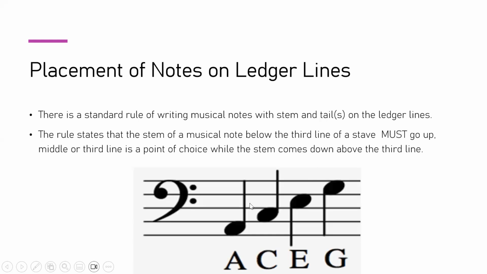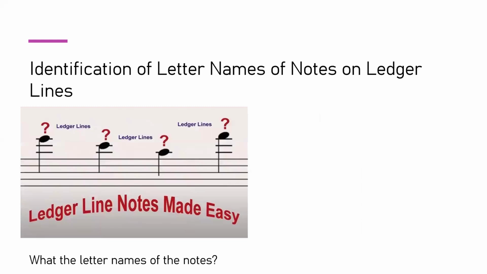Okay, so you only have the choice to make on the third line. That is the only privilege you have as a composer or a musician. Now, let's quickly identify this. Identification of letter names of notes on ledger lines. Can anyone identify the letter names of these notes?